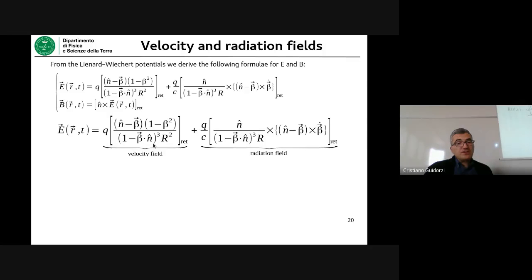The second very important difference is the dependence on distance. So let's have a look at R. If you compare the two different dependencies, you see that the velocity field scales as 1 over r squared, while the radiation field scales as just 1 over r. So the velocity field, at progressively larger distances, just becomes negligible more quickly.